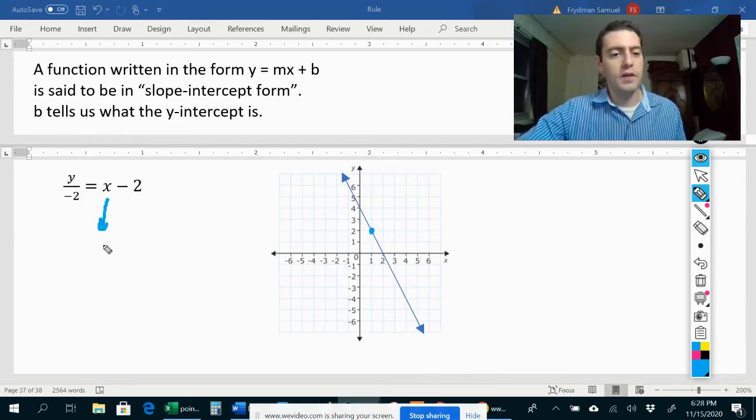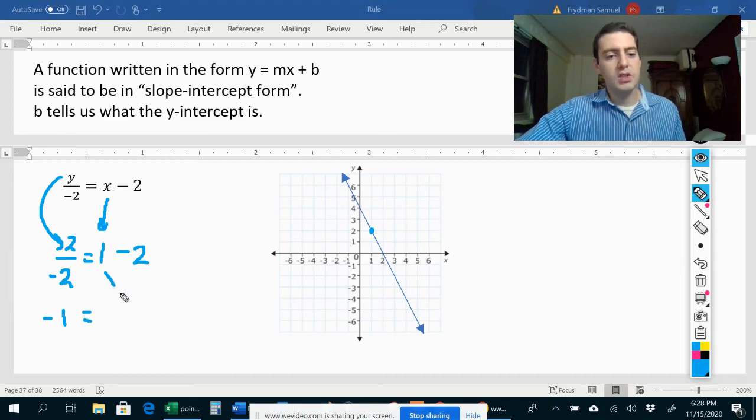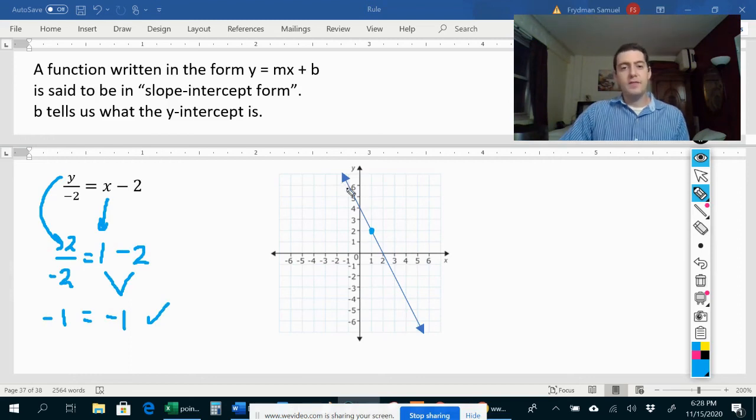So if I plug in 1 for x and 2 for y, I get 2 over -2 equals 1 minus 2. So 2 divided by -2 is -1, and 1 minus 2 is also -1. So yes, it works. And in fact, I could have picked any point along this graph and plugged the x in here and the y in here, and then both sides would have been the same. So these are all of the solutions to this equation. And remember, there are an infinite number of solutions.